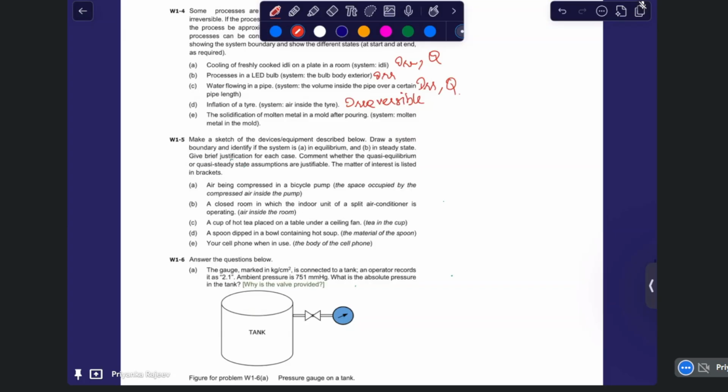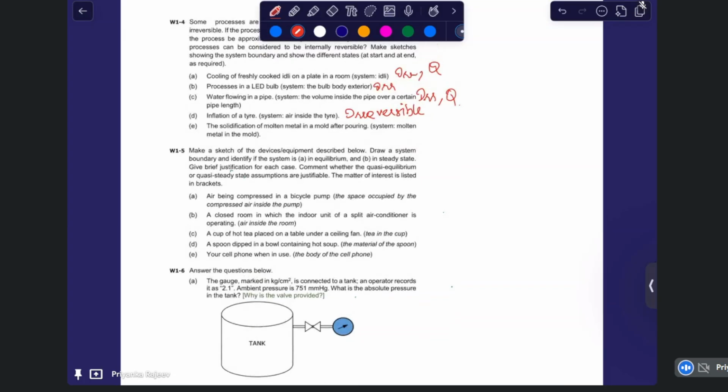Now, next is solidification of molten metal. So cooling is a very rapid process. There are different cooling methods, right? Oil cooling, water cooling. Depending on that, the rate of cooling is somewhat different.